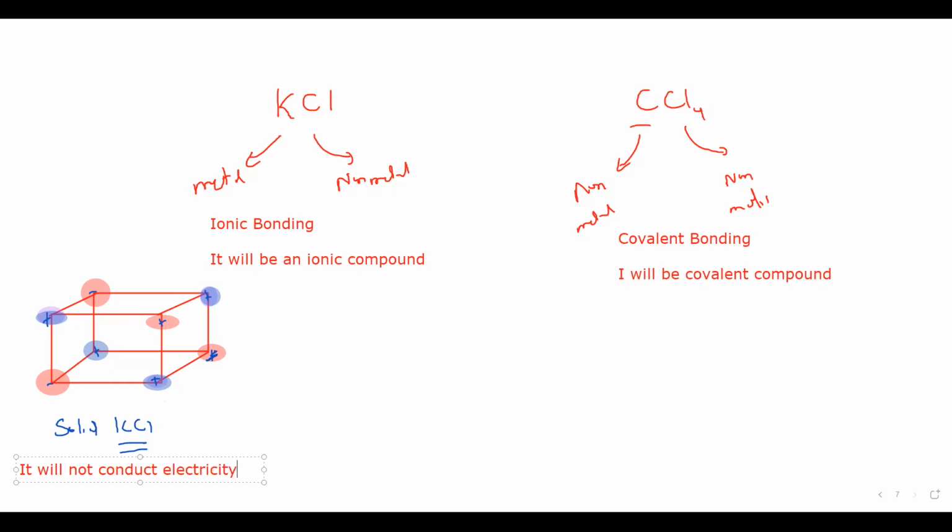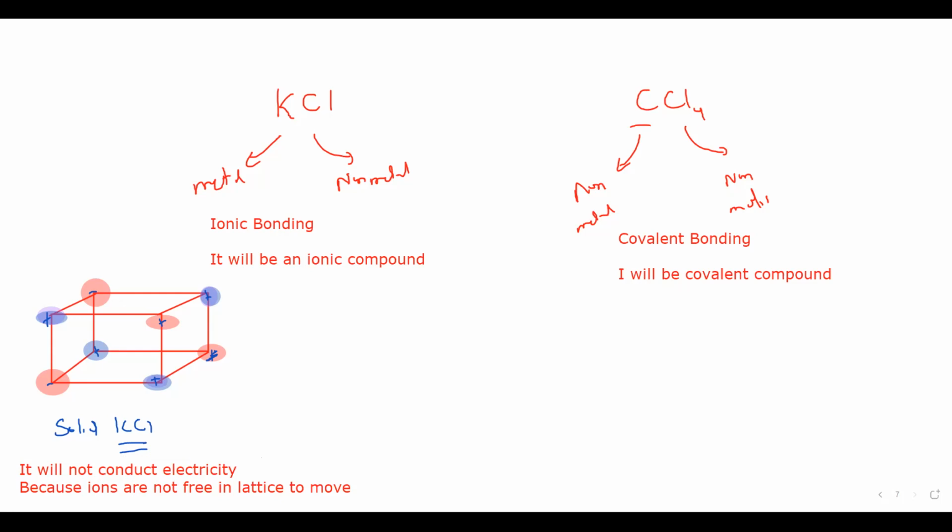And why will it not conduct electricity? Because ions are not free to move in the lattice. There are ions, but these ions are not free to move. They cannot move from one place to the other. That's why in a solid state, it does not conduct electricity.